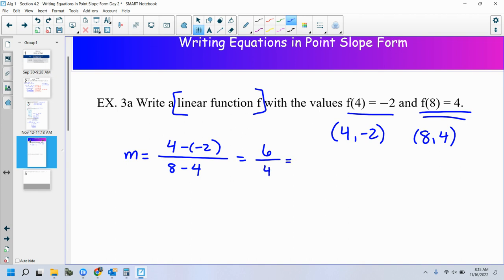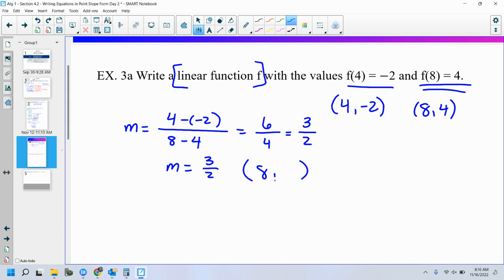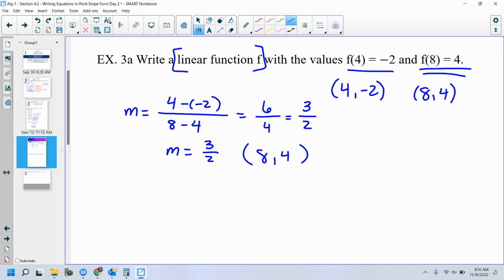Now, what is 6/4 reduced down into? Somebody tell me, what is 6/4 reduced? Maddie, tell me. 3/2, thank you. Okay, so we've got our slope of 3/2. And what coordinate would we like to keep? Which point do you want to pick? 8 and 4. Staying positive. Good. 8, 4.